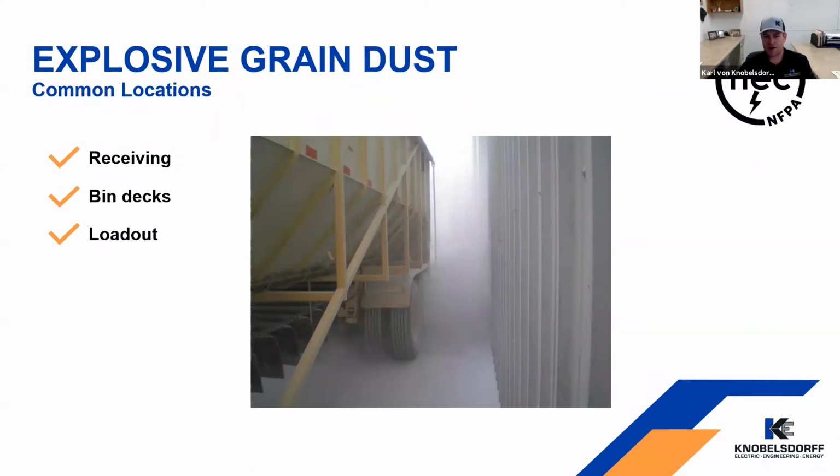Right there, in the picture behind that live bottom trailer, you're standing where you can hardly see through that dust cloud. That's a Class 2 Div 1 location. Typical facility locations are receiving buildings, bin decks, and loadout buildings, anywhere we don't have good dust collection equipment and the dust is allowed to escape into the atmosphere and cause what you see in that picture.